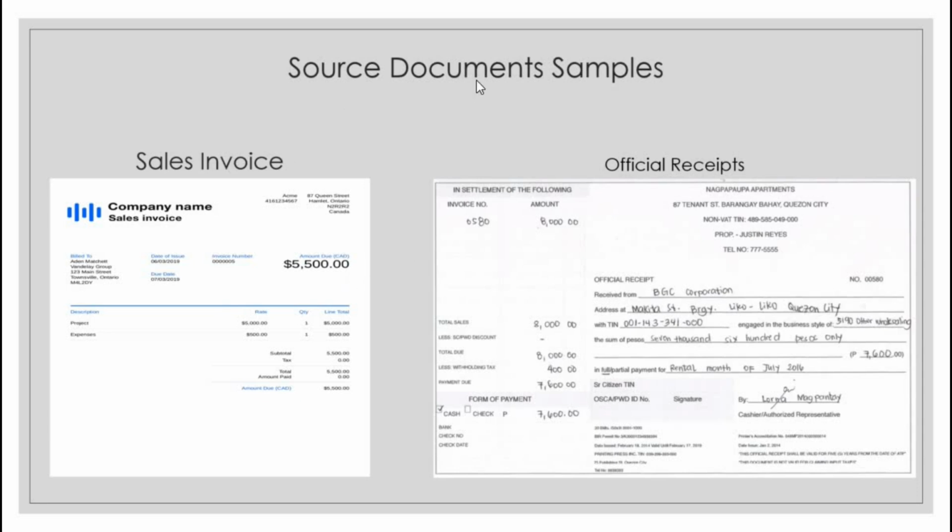So we have here a sample, or mga source document samples. I have placed two samples here. Like for example, here this is a sales invoice. So wala siyang specific company, but take note that sales invoice will tell us of a sale transaction. Say for example, if we are the issuer na of this sales invoice, ibig sabihin, tayo yung merong sale on account na transaction. So, meron tayong sale transaction.